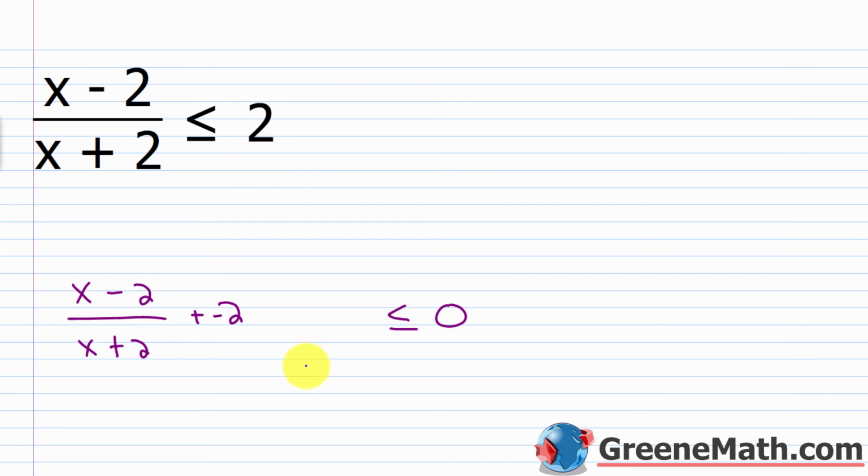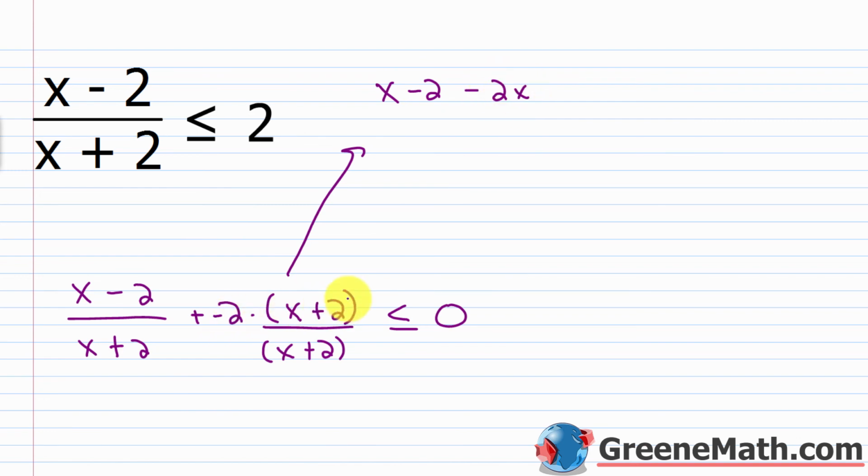So to get a common denominator, I'll multiply this by the quantity x plus 2 over x plus 2. And what that's going to give me, I'll have x minus 2, and then -2 times x, so minus 2x, and then -2 times 2, so minus 4, over the common denominator of x plus 2, and this is less than or equal to 0. So x minus 2x is -x, and then -2 minus 4 is -6. So you have -x minus 6 over x plus 2, and this is less than or equal to 0.